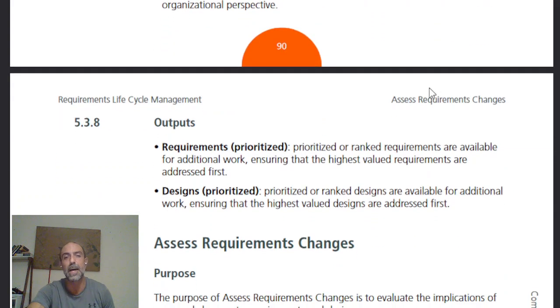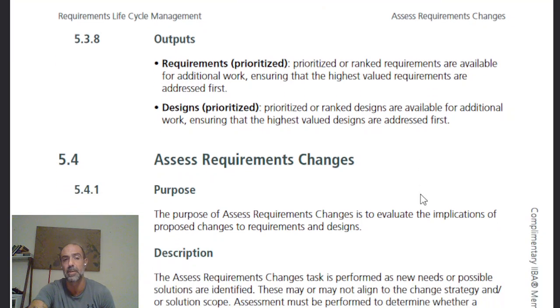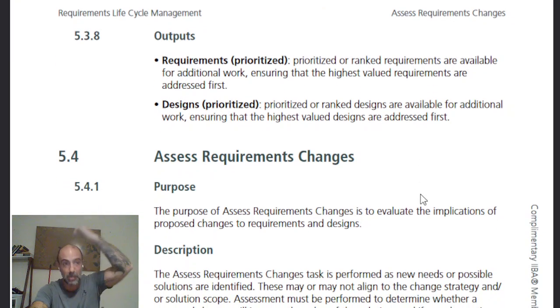Look at that. Outputs: prioritized or ranked requirements are available for additional work, ensuring the highest value requirements are addressed first. We will come back to them. Until the project is done, we're going to come back to everything we did. And prioritized or ranked designs are available for additional work, ensuring that the highest value designs are addressed first. Amazing. And we're done with 5.3, prioritizing requirements.